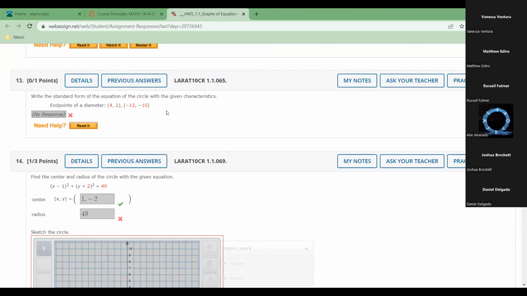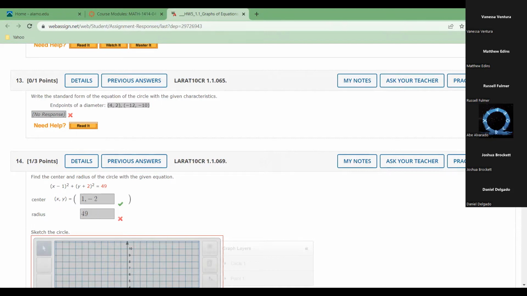I would like help with number 13. Okay, I'll leave that there for now. So the problem asks for the standard form of the equation of a circle, and the endpoints of the diameter are here. Let me write them: the endpoints of the diameter are 4, 2 and -12, -10.